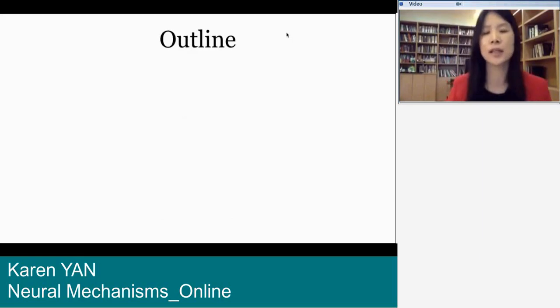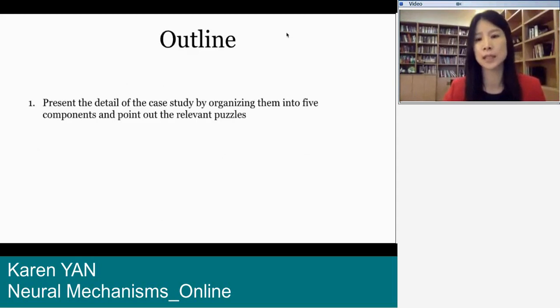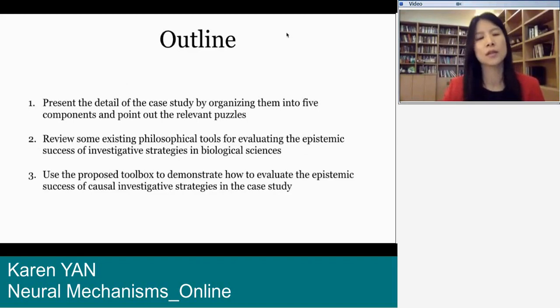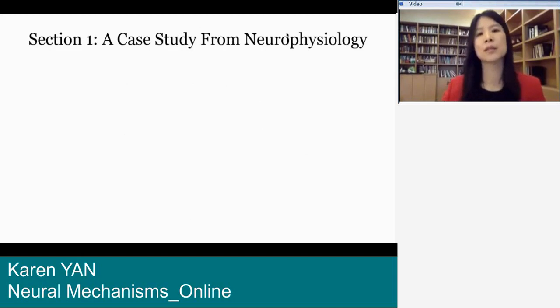So the outline for the talk today consists of 3 parts. In section 1, I'm going to present the detail of the case study by organizing them into 5 components and point out the relevant puzzles. In the second section, I'm going to review some existing philosophical tools for evaluating the epistemic success of investigative strategy in biological sciences. In the third section, I'm going to use the proposed toolbox to demonstrate how to evaluate the epistemic success of causal investigative strategy in the case study. So let's start with section 1.